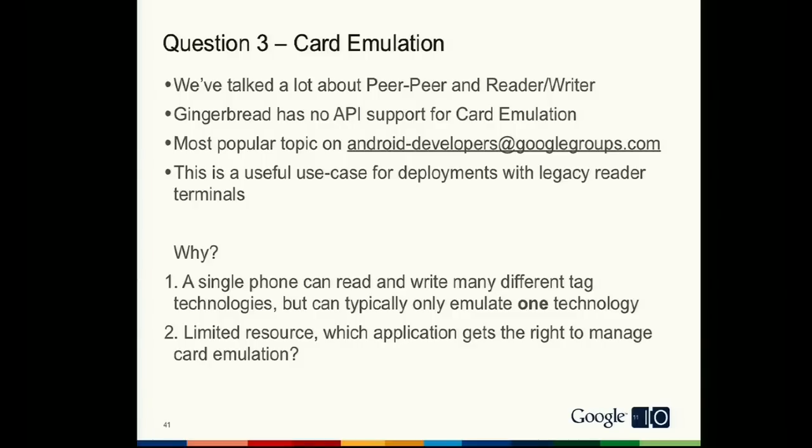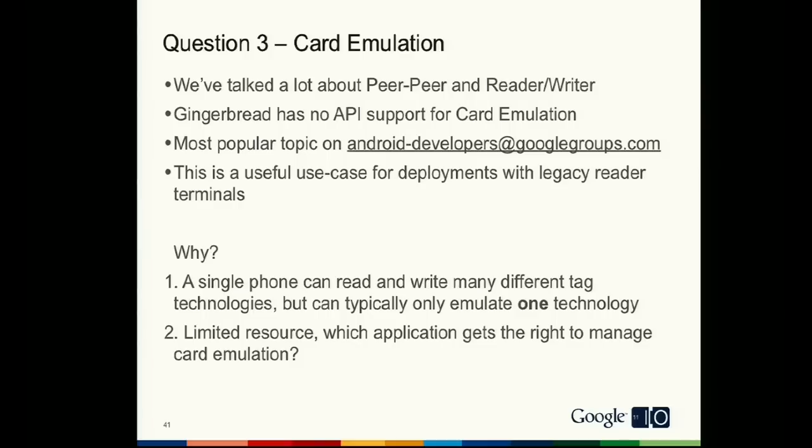Lastly, card emulation. This is the most popular question on Android developers' Google groups. So we talked a lot about reader-writer mode and peer-to-peer. There's a third major mode of NFC, which is card emulation. This is when the Nexus S is pretending to be a passive tag that you can put in the field of a reader-writer. So if you wanted to pretend to be a transit card or pretend to be a credit card. So in Gingerbread, we have no API support for card emulation. And it's not that we forgot. We thought very hard about it.